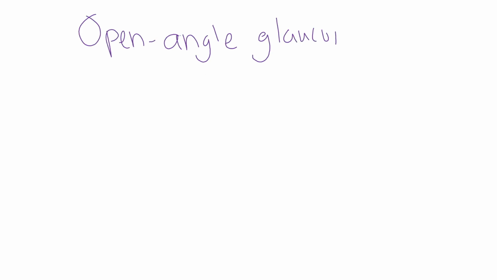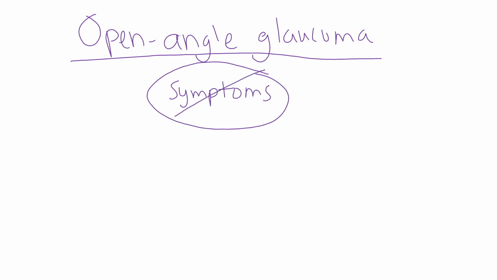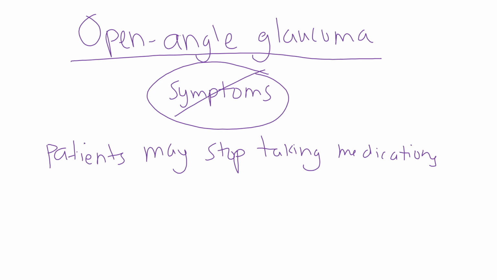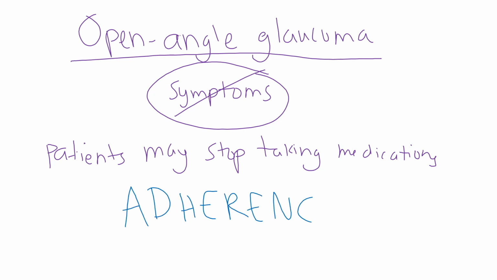Remember, open-angle glaucoma generally doesn't have symptoms, so patients may stop taking their medications because they feel okay. So anytime there is therapeutic failure, it's always important to assess adherence with your patients to make sure that they've continually taken their medication.